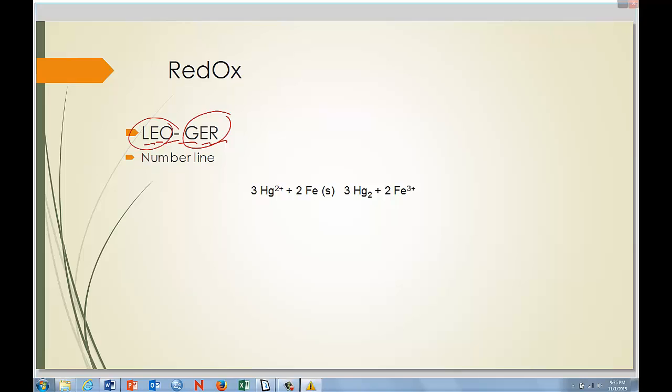So we have Hg2 plus going to Hg, which is 0 now. So if I look at the number line, here's 0. We're starting off at a +2. And we're going to 0, which means we're going to the left of the number line. Which means it's becoming more negative, which means it's gaining electrons. That means gain electrons reduced. That means the mercury is being reduced.